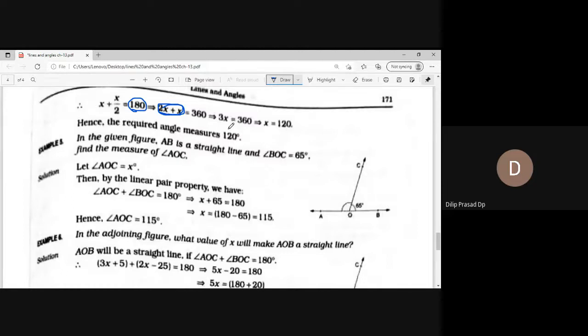I am also showing, one minute. So here we have taken the LCM. LCM will be 2, because the denominator of x is 1 and the denominator of x by 2 is 2. LCM of 1 and 2 is 2. So we have to multiply this 2 with x, so it will be 2x, and here divided by 2.